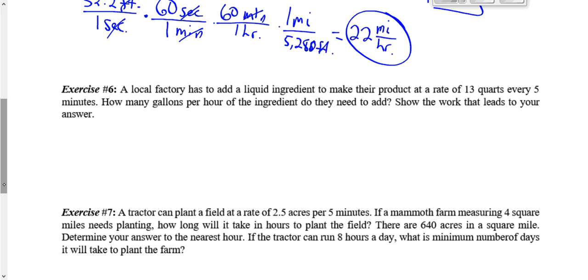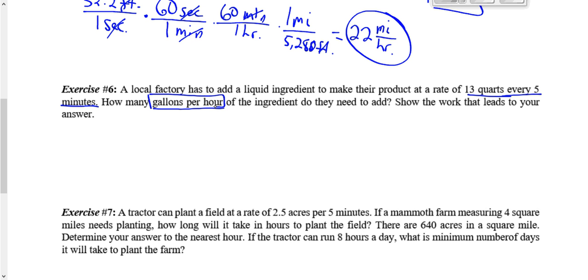What do we got here? Factory, liquid ingredient, make their product. 13 quarts every 5 minutes. That looks like a ratio. How many gallons per hour? Okay, so what do they want to have left? Gallons and hours left. So everything else has to cancel.